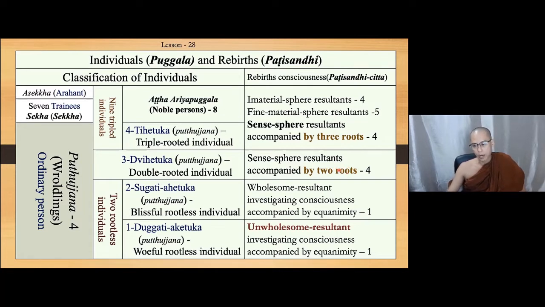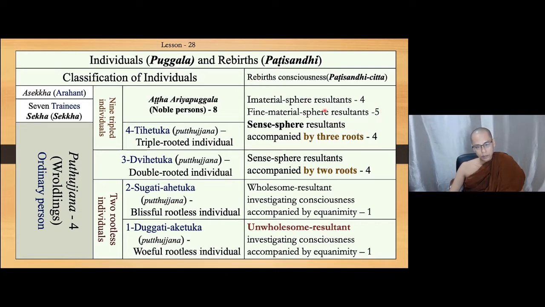There's no Amoha, which is equivalent to the Panya Chitasika, in this case, for the Dvihetuka Putujana. For the Tihetuka Putujana, the triple-rooted individual, he has 3 roots in the Pradisandhi and also in the Bhavanga. If we say Pradisandhi, it's always related to Bhavanga. So the Tihetuka Putujana can be reborn by any of the 13 Tihetuka rebirth.